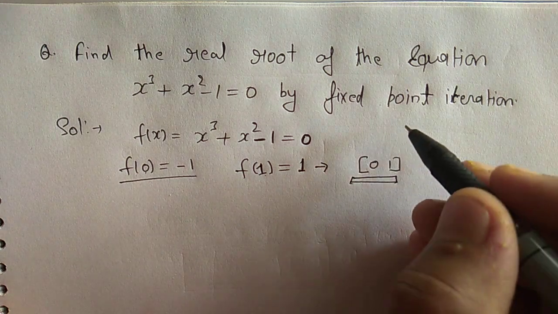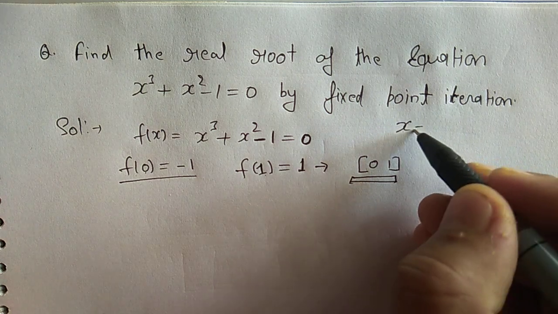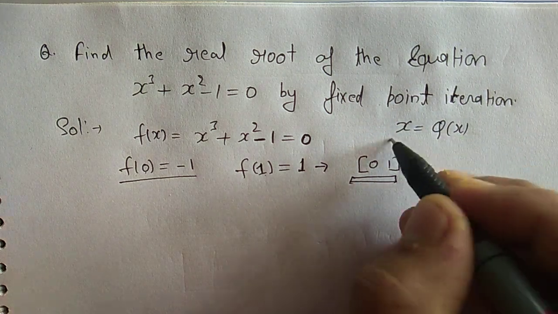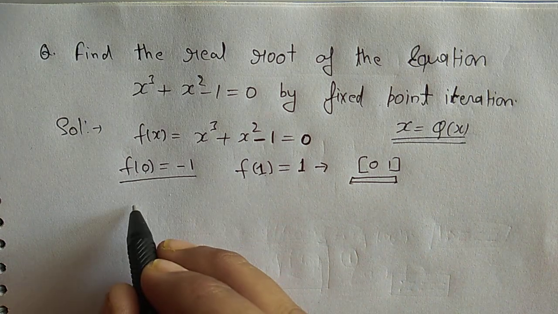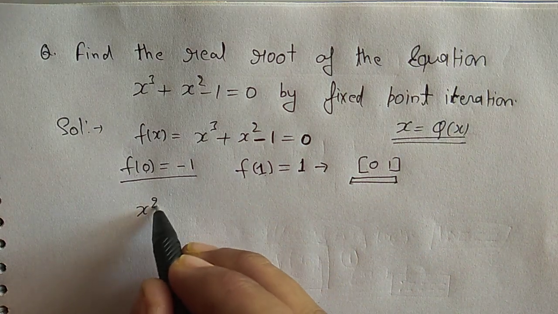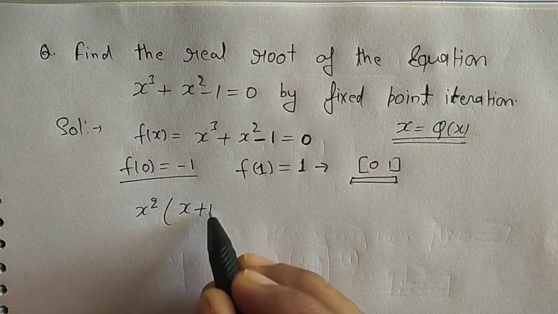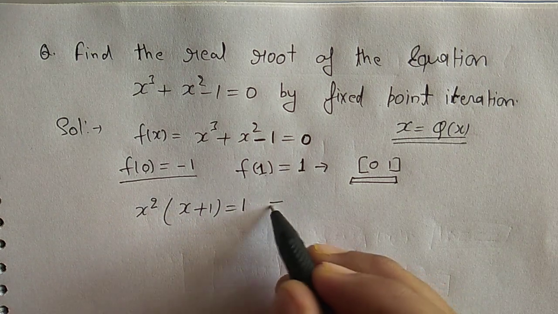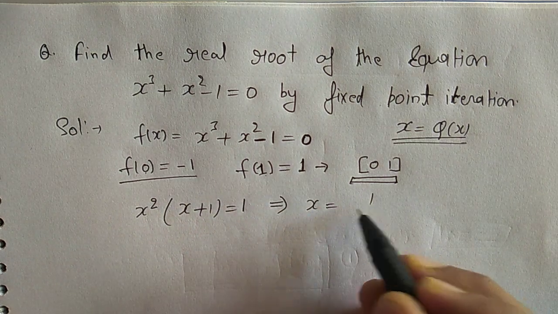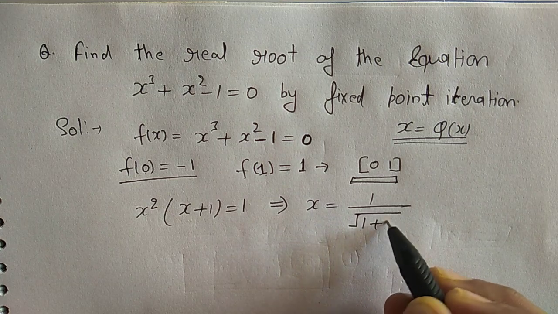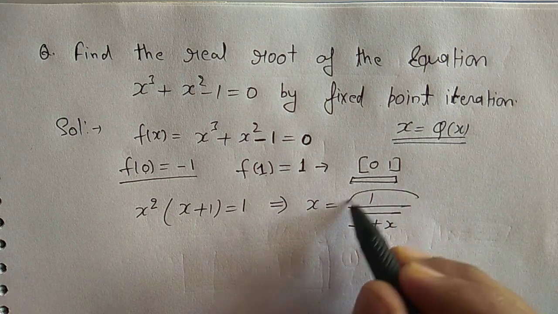Now let us try to make the form x equal to phi of x. If you take x square common, we get x plus 1 equal to 1, which implies x equal to 1 upon under root 1 plus x. So this is your phi.